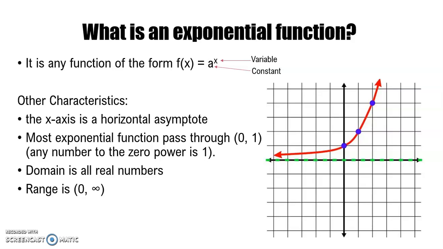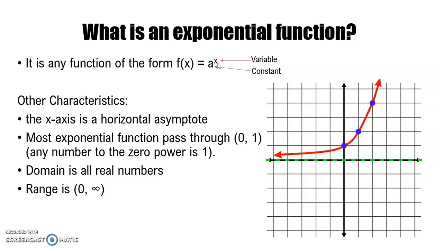An exponential function is any function of the form f of x equals a to the x. Now the x is the variable, the a represents a constant or a plain number. So this can be 2 to the x power, 3 to the x power, 1/2 to the x power. That is an exponential function.